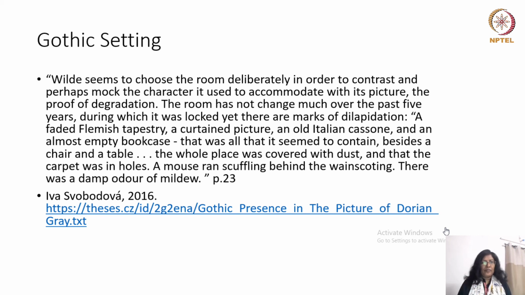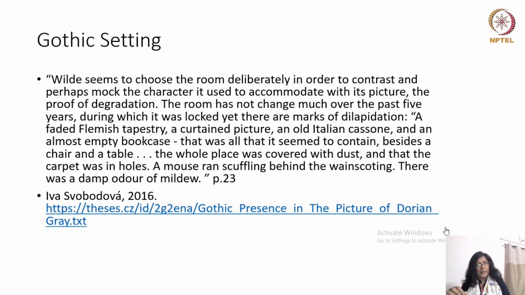The room itself is run down. Though it hasn't physically changed, there are elements of degradation. It has not been maintained at all. It's unkempt. There is a layer of dust coating the objects in the room. It contains a tapestry. It's a woven fabric used for ornamental purposes. The tapestry could illustrate a scene, a picture, a curtained picture, and it has an Italian chest. Cassone is a chest, and the bookcases are empty, interestingly, suggesting that the cultured mind of Dorian Gray is no longer cultured, it is empty.